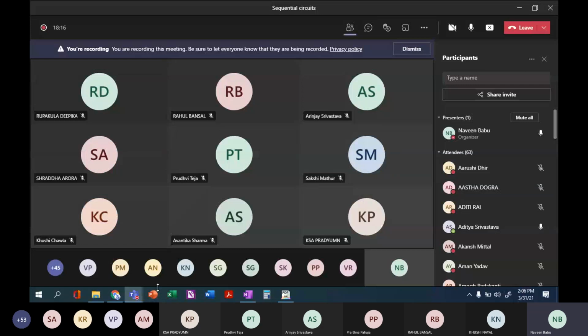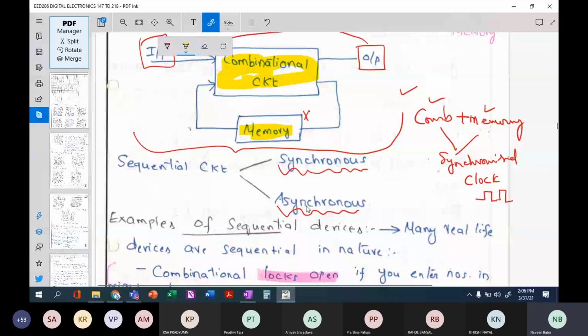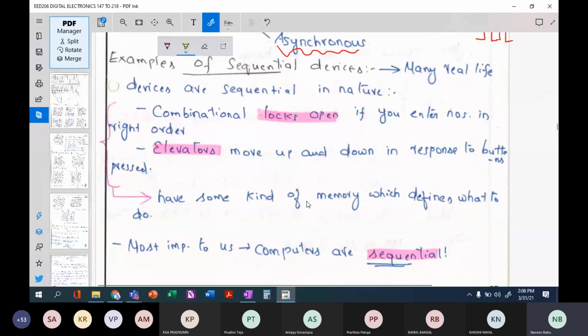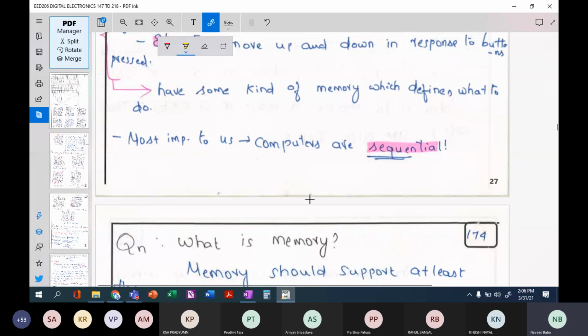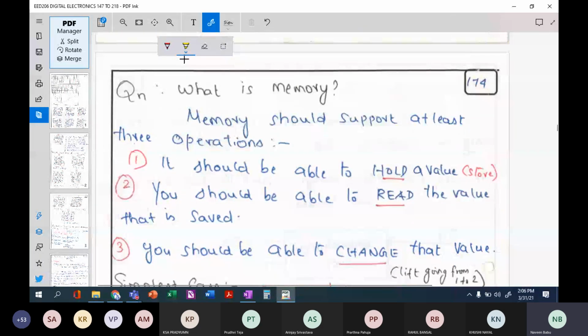Okay, never mind. When we say a memory, it should have three important characteristics. First, it should hold its value. Hold means it should store its value. Then you must be able to read the value that is stored in the memory. And you must be able to change that particular value. A best example of a memory is the lift, right? If you are using a lift and you are on floor number 2, then it stores that particular value, that the lift is at the second floor.